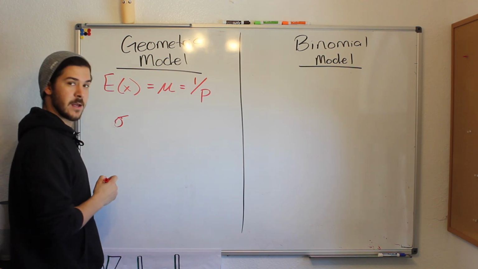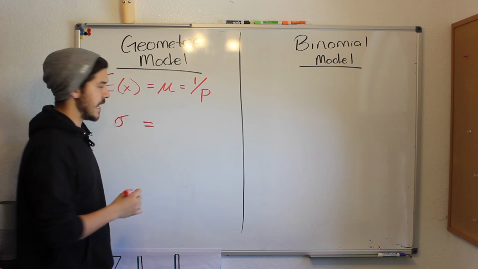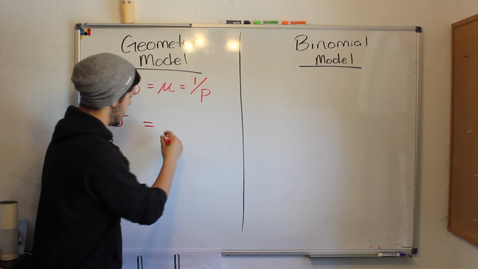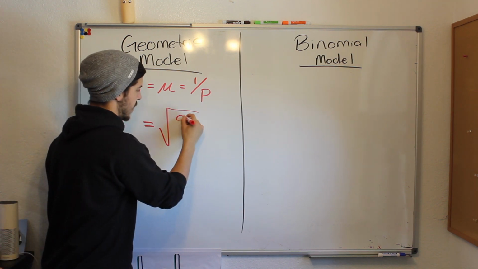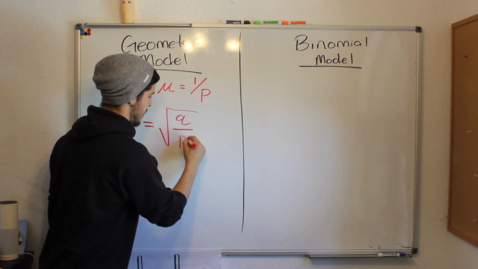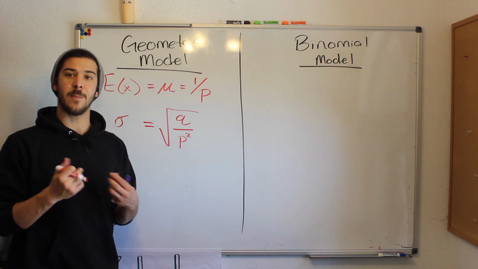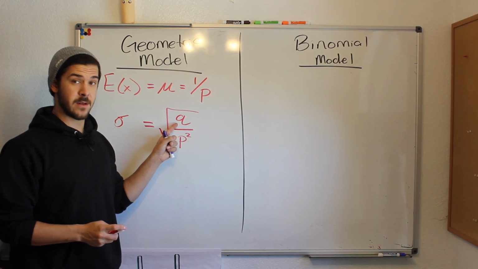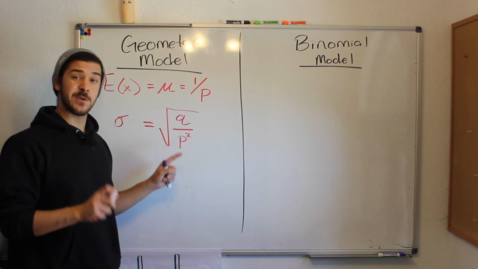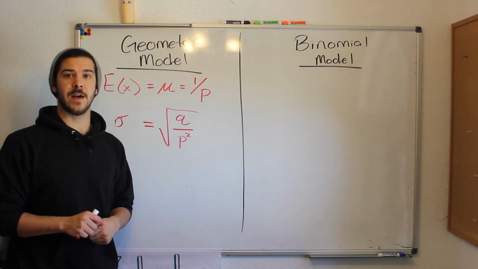Standard deviation, we're still going to use sigma, is equal to the big square root of Q over P squared. Now this is where Q is the probability that we're failing. So we're taking the probability that we fail, dividing it by the square of the probability of us succeeding, and then taking the square root of that whole value.